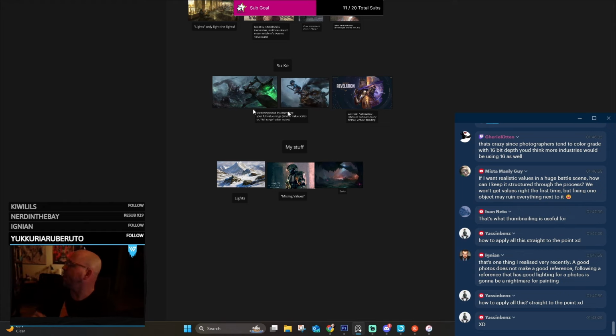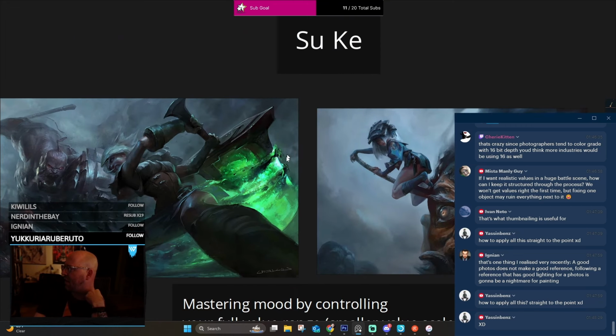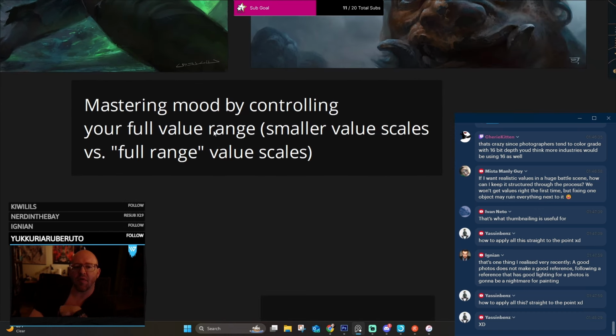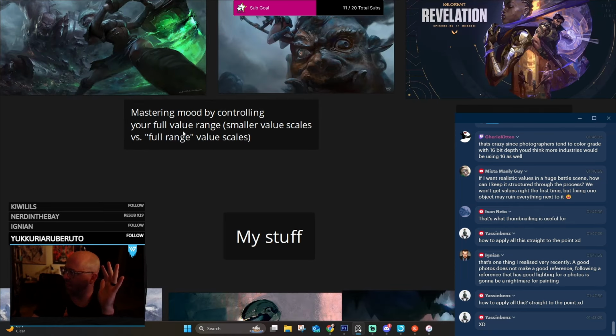So let's look at Sue Key. Artist for Riot, main artist for Riot. I actually use Sue's brushes a lot. I love them dearly. So I put mastering mood. You can master mood by controlling your full value range, smaller value scales versus the full range value scales. So this was a shorthand. It may not make sense, but I'll explain it real quick.